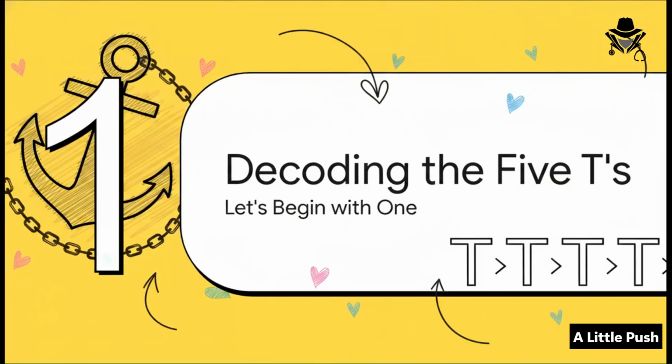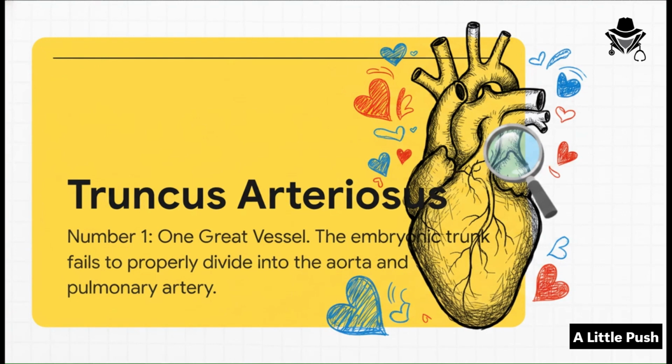All right, let's kick things off at the very beginning with the number 1. This is going to be our anchor for the first of the 5 T's. So, number 1, easy. It reminds us of a single, one great vessel. And that points us directly to our first T, Truncus Arteriosus. This is the one where that main embryonic trunk just doesn't divide like it's supposed to.